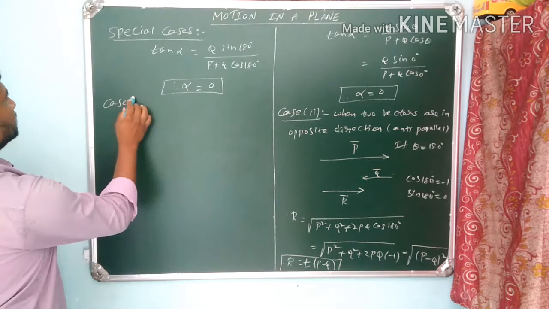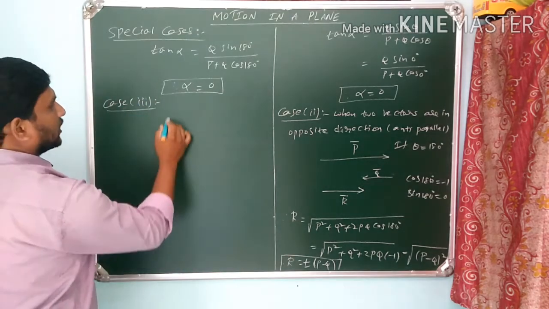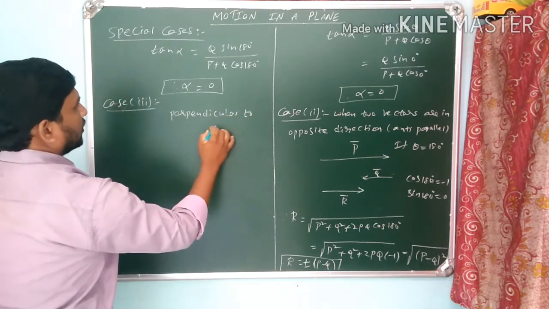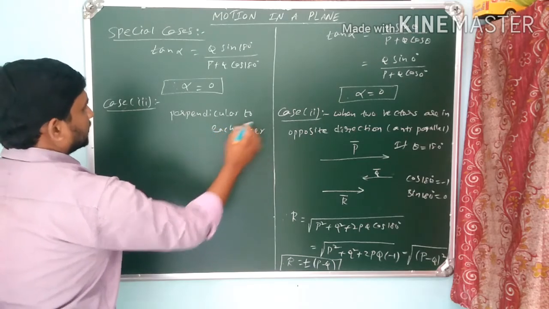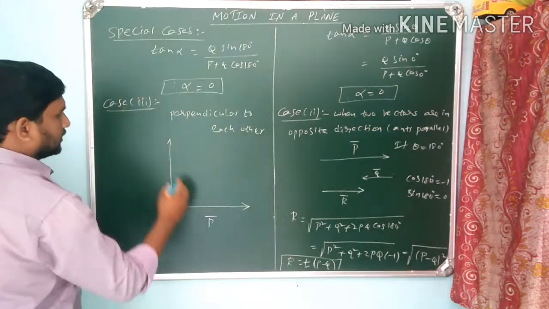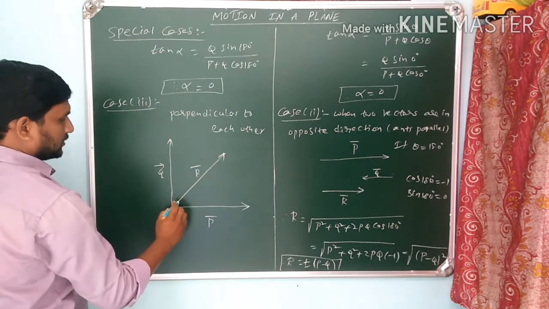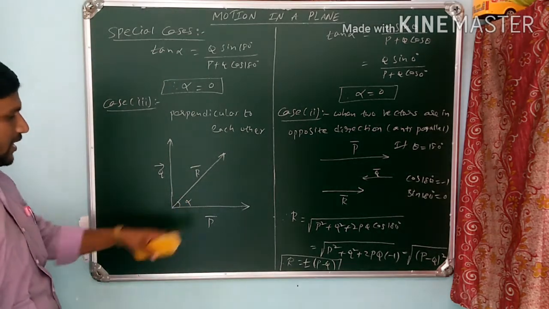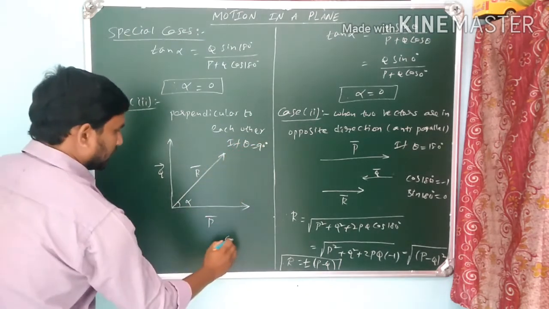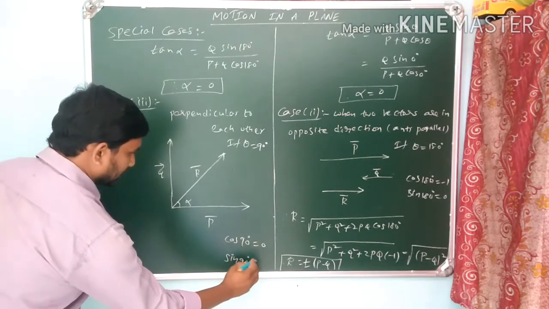Now case 3: when two vectors are perpendicular to each other. This is the p bar vector and this is the q bar vector and the resultant is r bar like this, and the angle of the direction is alpha. Then here theta becomes how much? 90 degrees. Then cos 90 is 0 and sin 90 is 1.